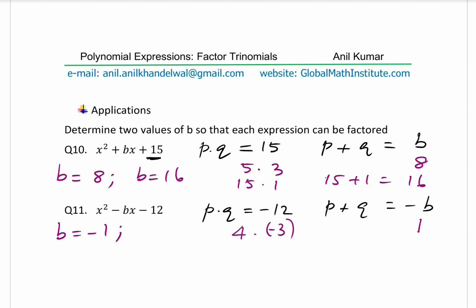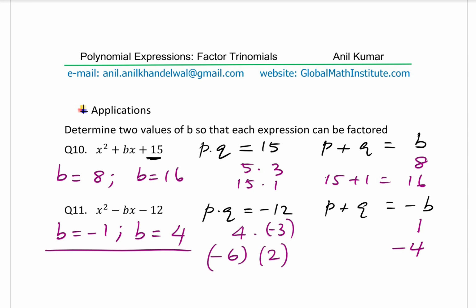Perfect. Let's have another combination, and this time I'll take the bigger number as negative, so -12 we could get by -6 times 2. Now when you add them up, what do you get? You get -4. So minus b is -4, that means b could be equal to 4. So those are the two answers for you. Perfect. Have a good look at it. This is a very useful question from a test point of view.